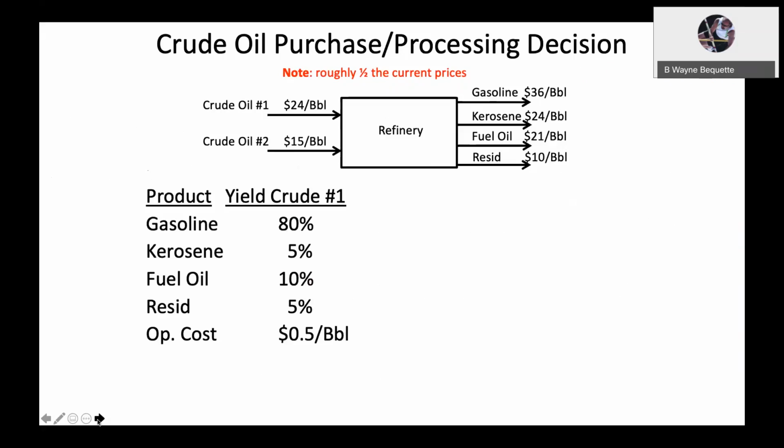Now we need to have some relationship. We need to know what the yield of each of these products is from each crude. So for example, crude oil 1 will represent a lighter crude. And from crude oil 1, you get a yield. So of every barrel of crude 1, you get 80% gasoline, 5% kerosene, 10% fuel oil, and 5% residual. And the cost to operate crude oil 1 is 50 cents per barrel.